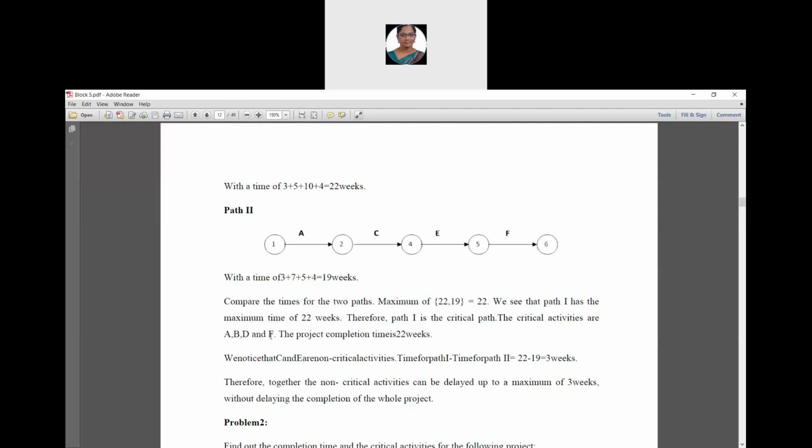Therefore, the difference between the time for path 1 and the time for path 2 is 22 minus 19. It is 3 weeks. Therefore, together, the non-critical activities can be delayed up to a maximum of 3 weeks without delaying the completion of the whole project. Okay, so this is how to find the critical path, the duration values and the critical activities.